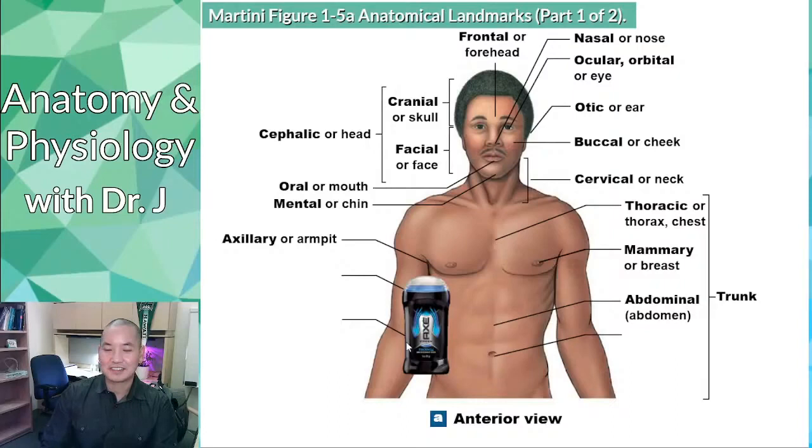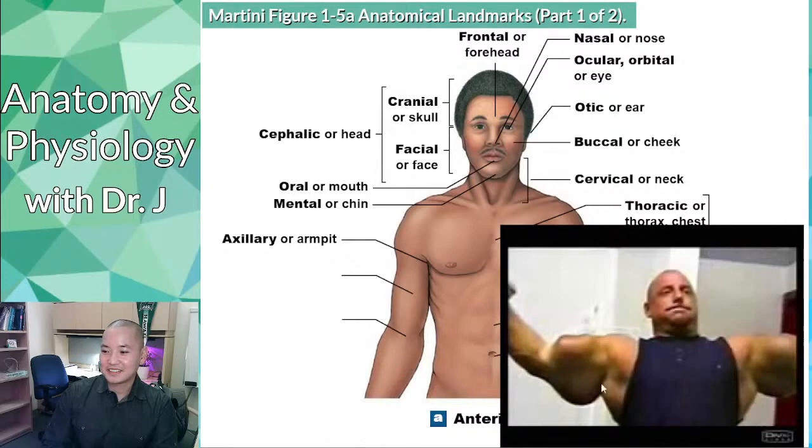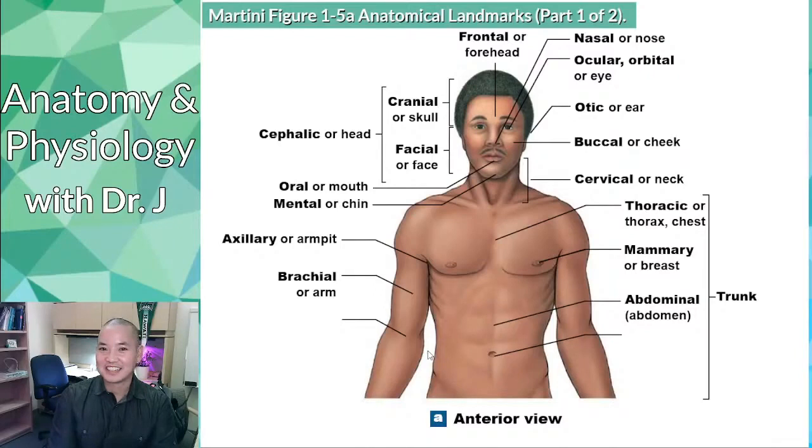And oh my God, this guy, he injected so much into his biceps that they broke. His arms are so big they broke. In fact, he breaks his arm by exercising it and injecting it with a lot. So think of it, your arms are so buff and so swole that they end up breaking. So brachial is another term for the arm.